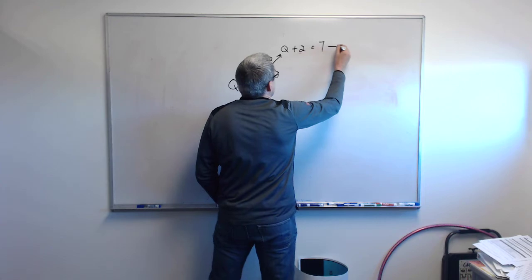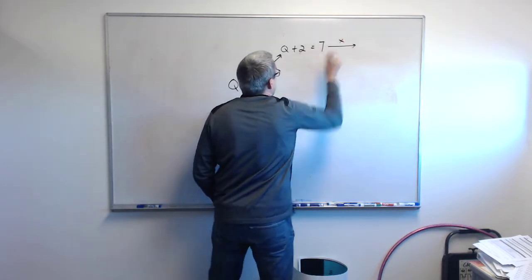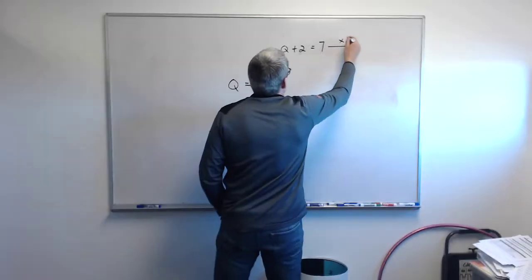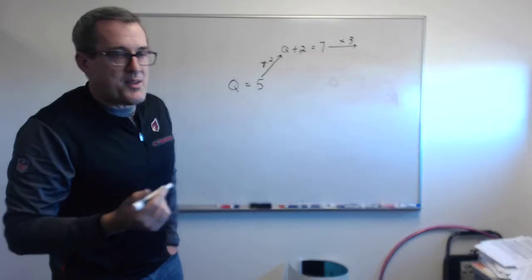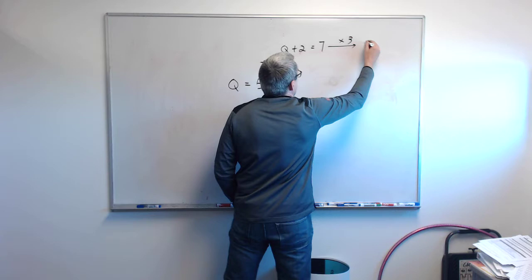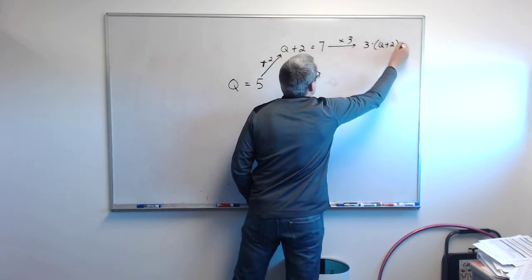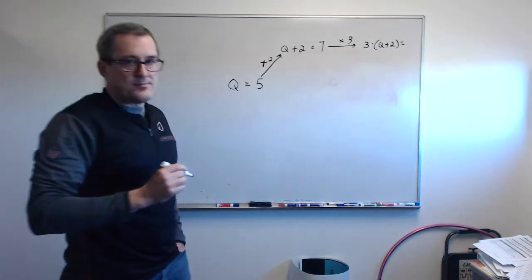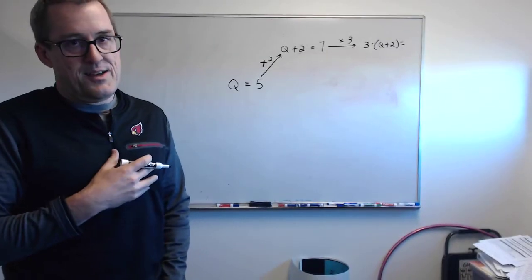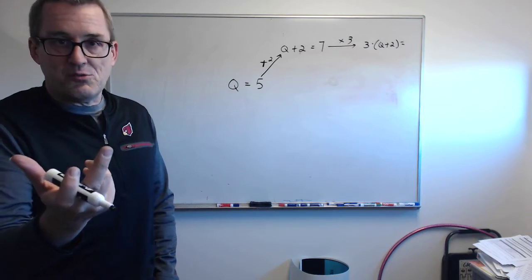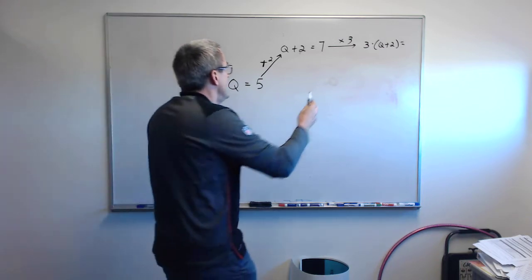Hey, what if I kept going? What if I said I want to use multiplication now? Do whatever you want. No, I'll multiply by 3. So to multiply by 3 would look something like this: 3 times q plus 2 is equal to. Now, let's just pause here for a minute. 3 times the sum q plus 2. What would it equal? We'll come back over here.